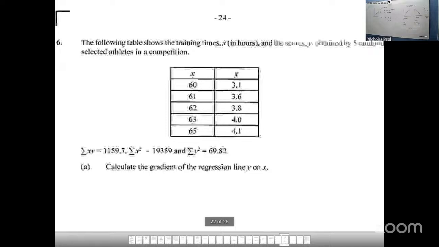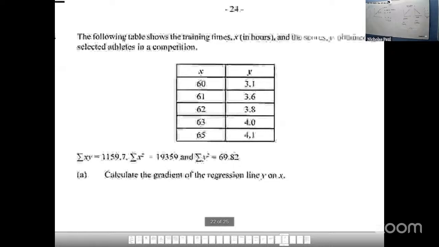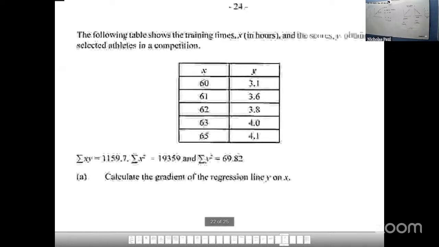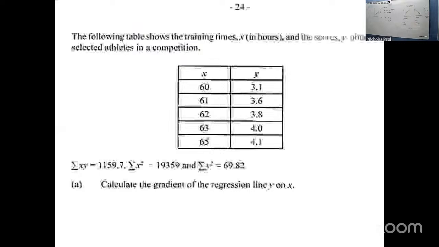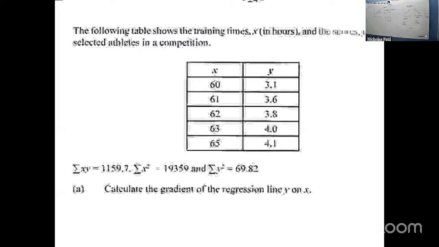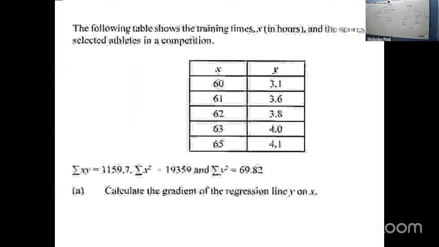Okay, start here now. X is hours. I know it's really bad, it's a bad copy. Sorry. Y is scores. So training times and scores. See how best you can make it out now. Find the gradient.